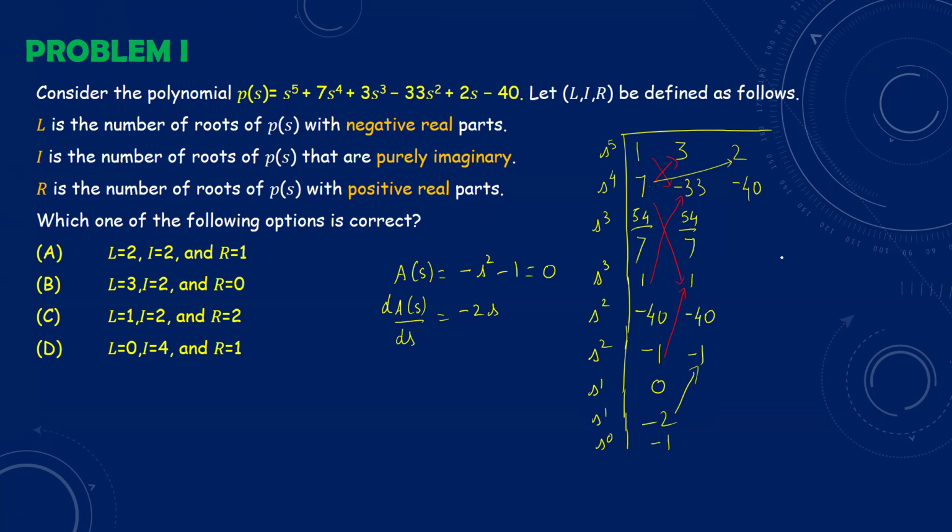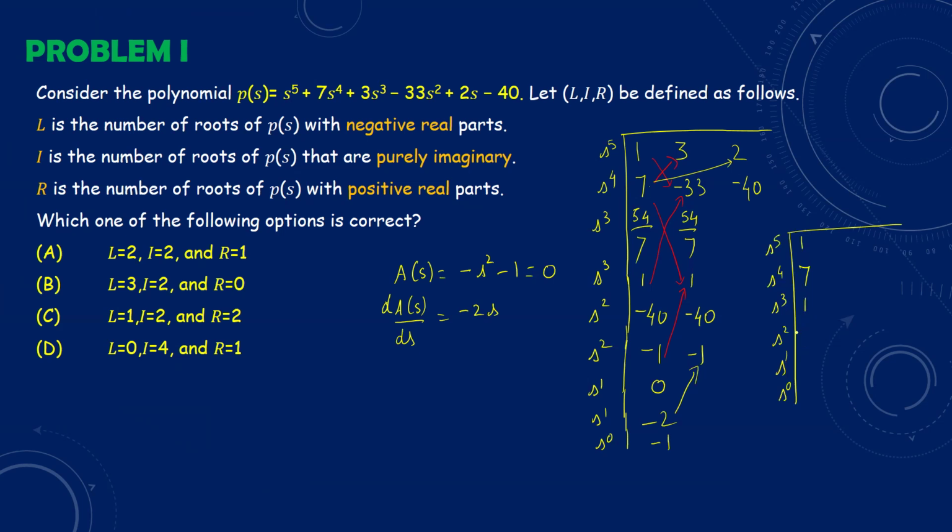Okay, so let me sort out the first column elements. We need to check the number of sign changes to find out the roots which are lying on the right half of S-plane. S power 5, S power 4, S power 3, S square, S power 1, S power 0. First, the S power 5 element is 1. I am writing only the first column elements, then only we can check the number of sign changes. Then 7. The simplified S cube row element is 1.